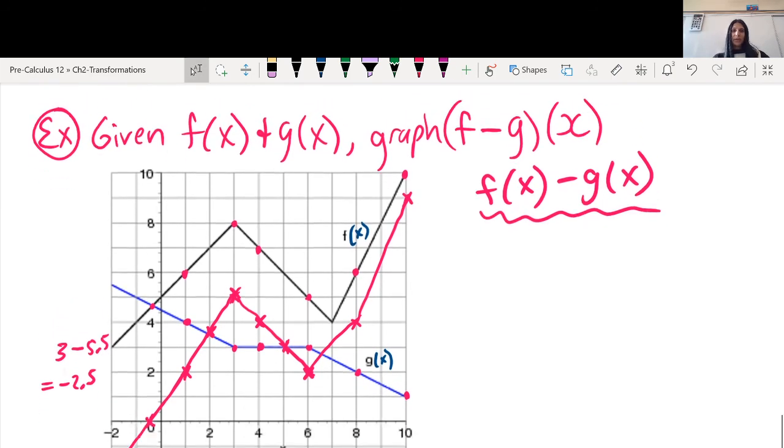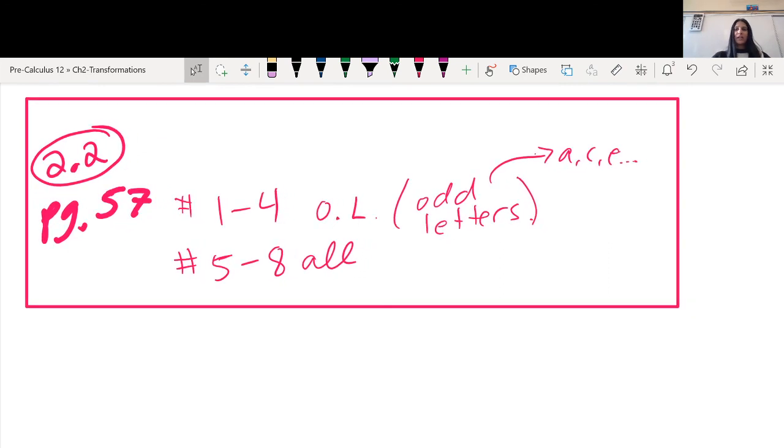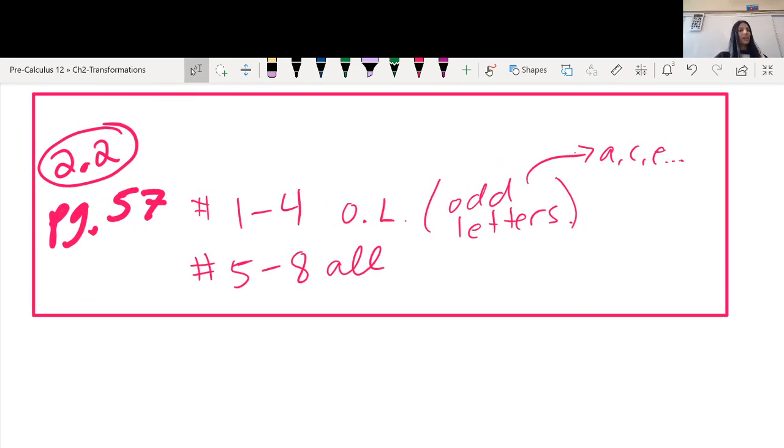Okay, so I hope that this gives you somewhat of an idea of how to approach a graphing question that's relating to this. Here is your assignment for the day, and that's it for 2.2.